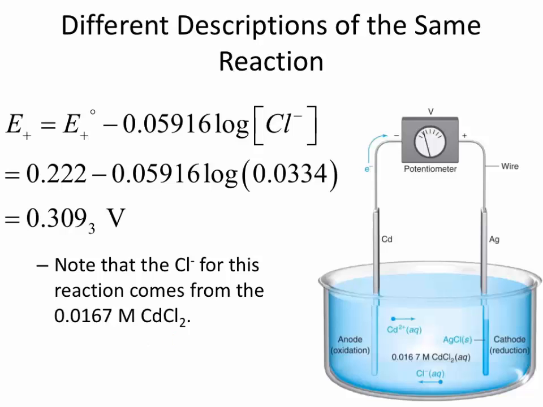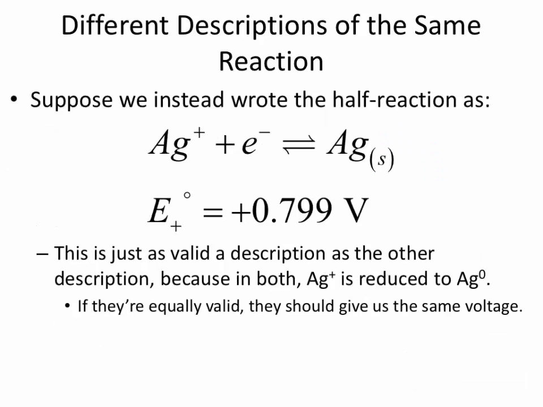Now note that the chloride ion concentration for this reaction comes from our cadmium chloride concentration. Our cadmium chloride concentration was 0.0167 molar, and then because we have two chlorides there for every cadmium chloride, we had to double that value. That's giving us our 0.0334 molar. Now suppose we instead wrote the half reaction like this. And this is then going to give us an E naught plus of plus 0.799 volts.